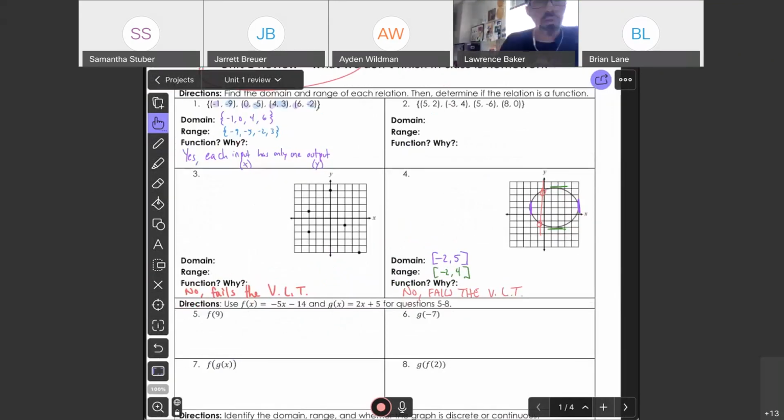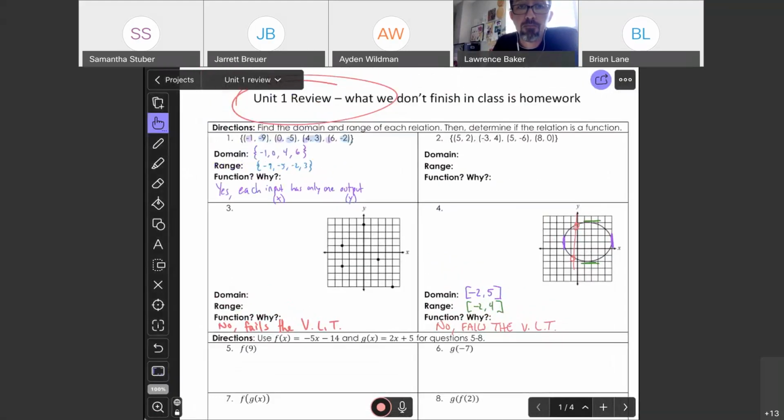Anything you guys want to clear up on 1, 3, 4 before we move on? Just zoom out real quick. I don't know what else you'd want to see. That's all we've done.